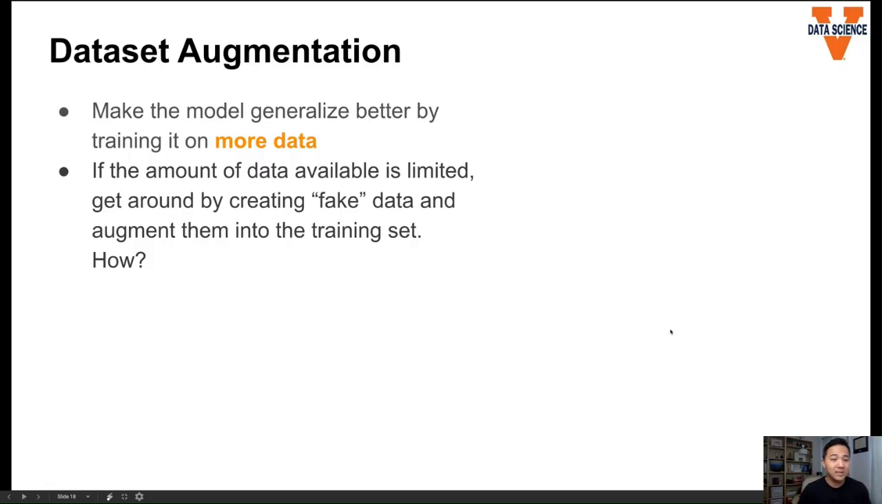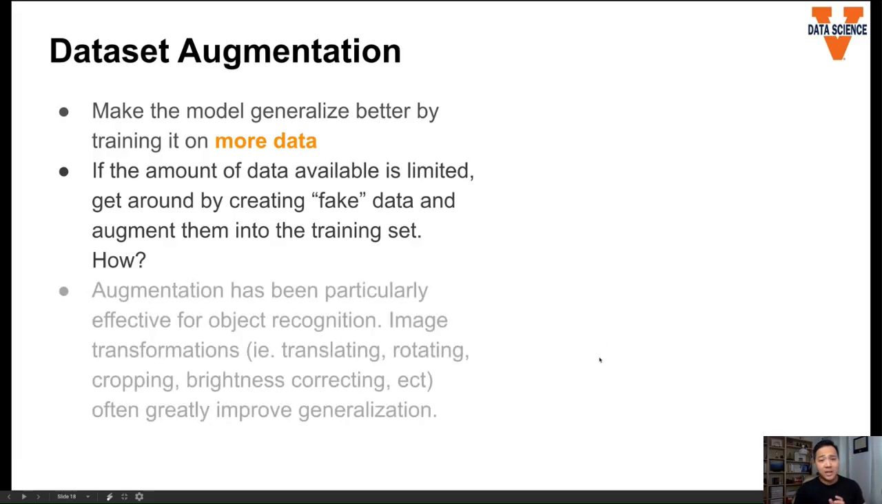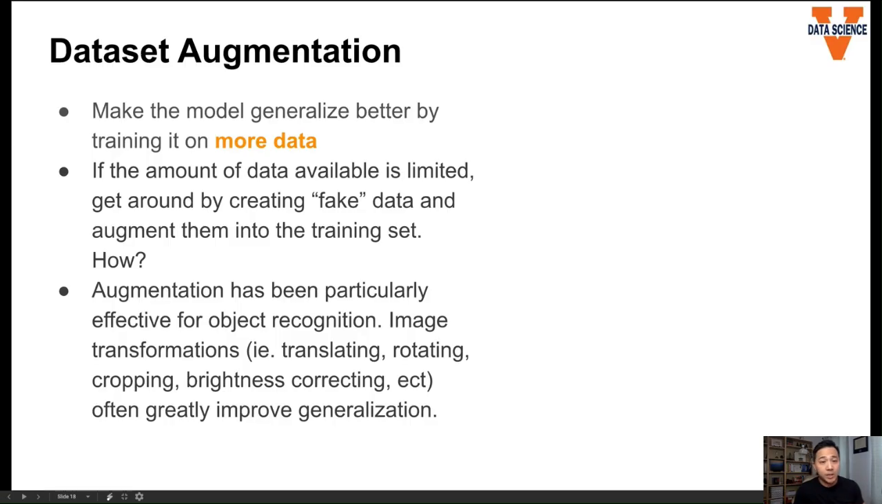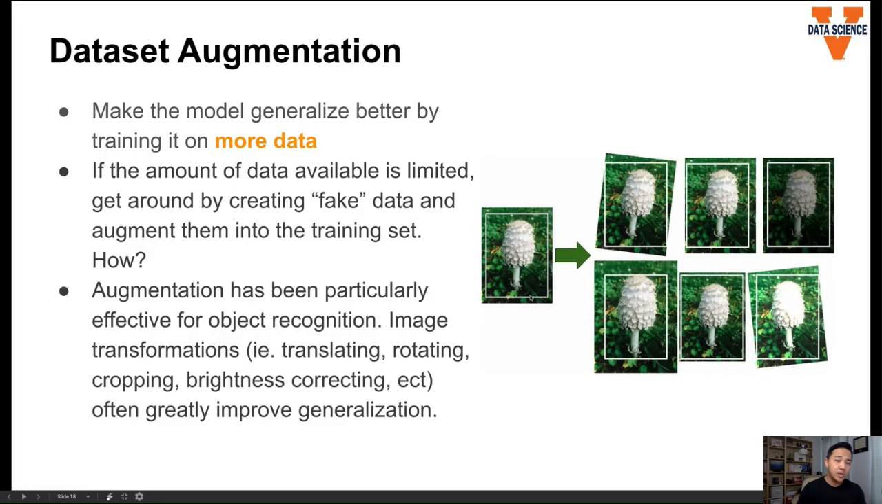Now, how do you create fake data? This is especially good in object recognition when your training data are images, because you can make some image transformation, image processing on your training data, things like translating, rotating, cropping, brightness corrections, that typically improve generalization. So an example here, I have a picture of a mushroom. How do I create fake data to add to my training data? Well, I can rotate the mushroom. I can rotate the image.